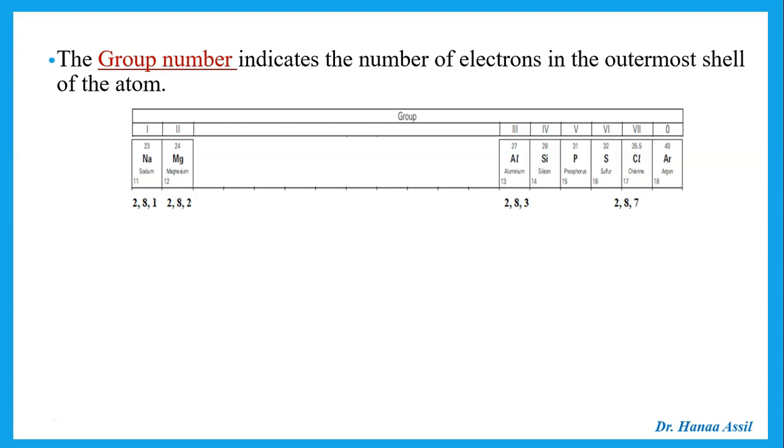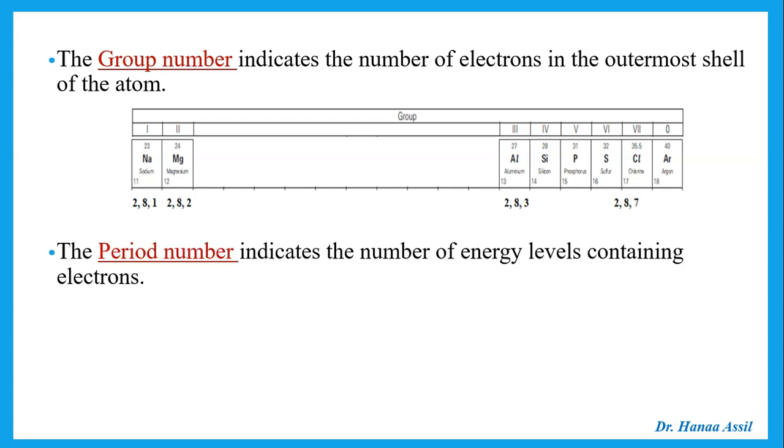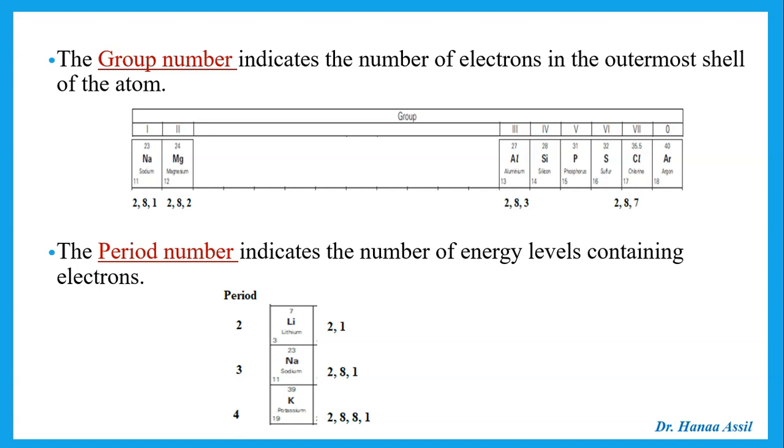So anything in group 1, when we do the electron distribution, will have 1 electron in its outermost shell, group 2 will have 2, and so on. So the number of the group is the same as the number of electrons in the outer shell. Now, the number of the period indicates the number of energy levels. So anything in period 2 has 2 energy levels, period 3 has 3 energy levels, and so on.